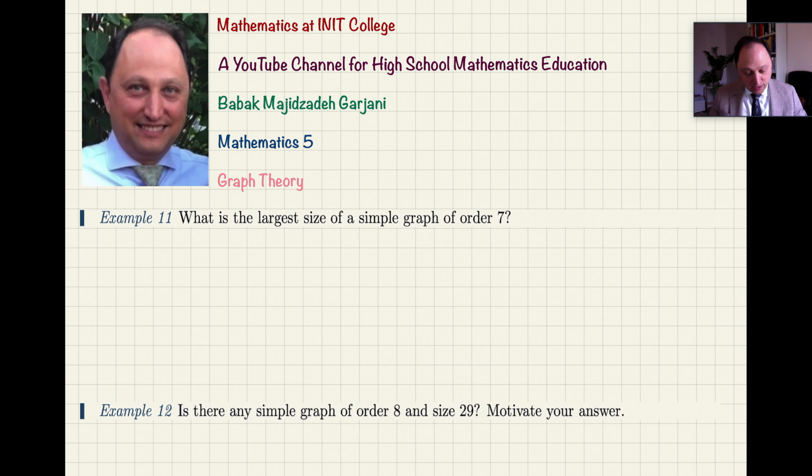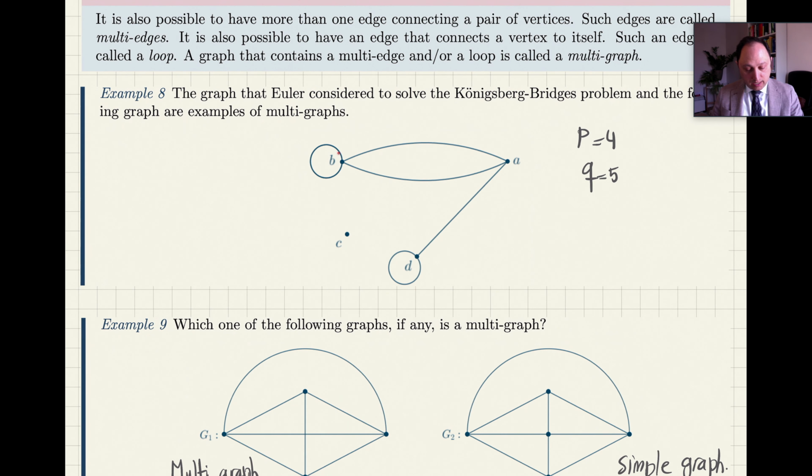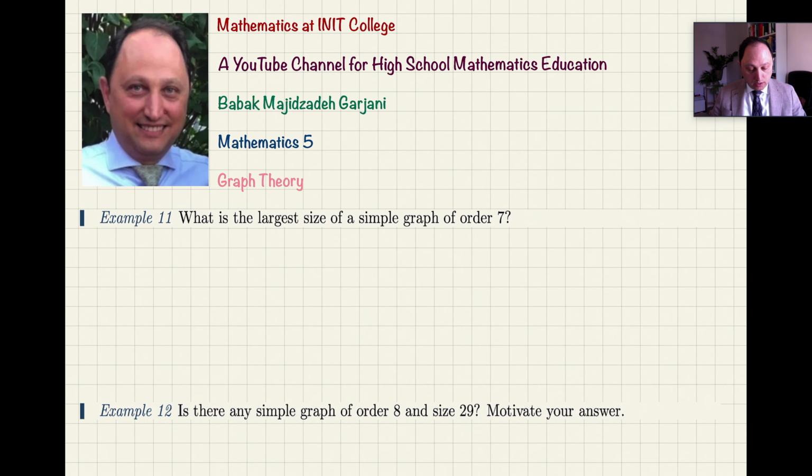So let me see. You say that the order of the graph is supposed to be 7, and it is mentioned that the graph is a simple graph. Do you remember it? So here, the existence of a loop and the existence of a multiple edge is not allowed. They are not allowed in the simple graph. They are multigraphs. Okay? So here I want to have a graph with the largest possible size, but I want to keep the number of vertices, the order, to be 7.